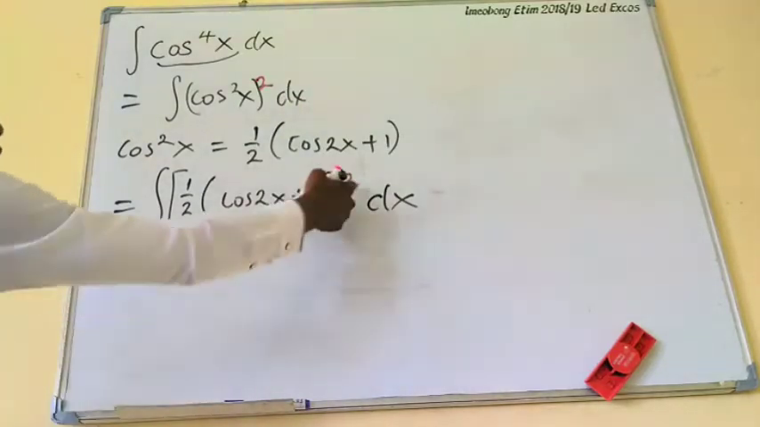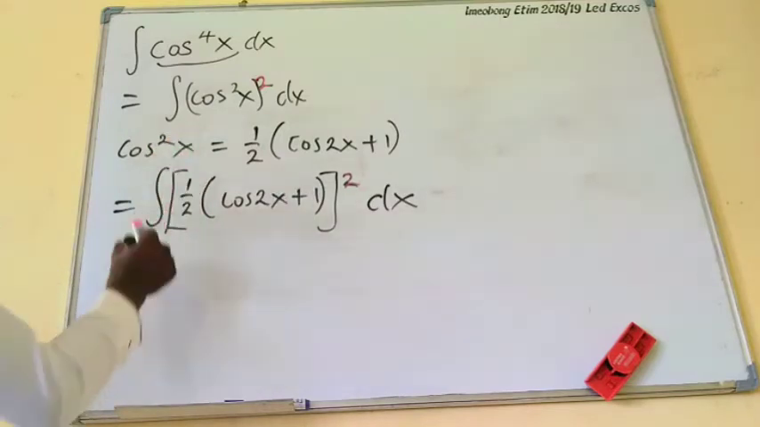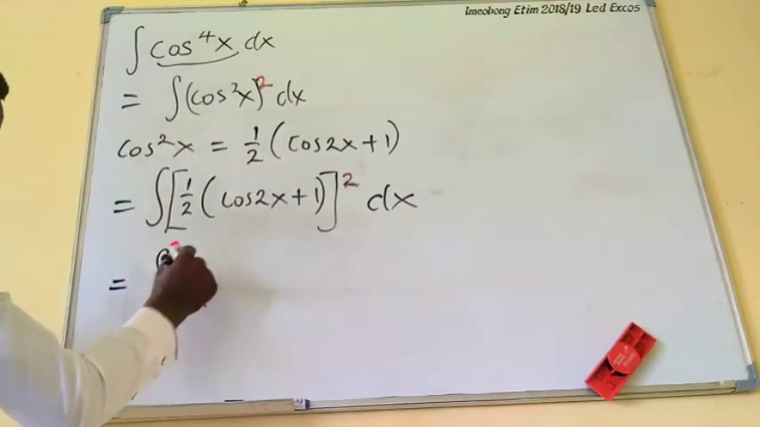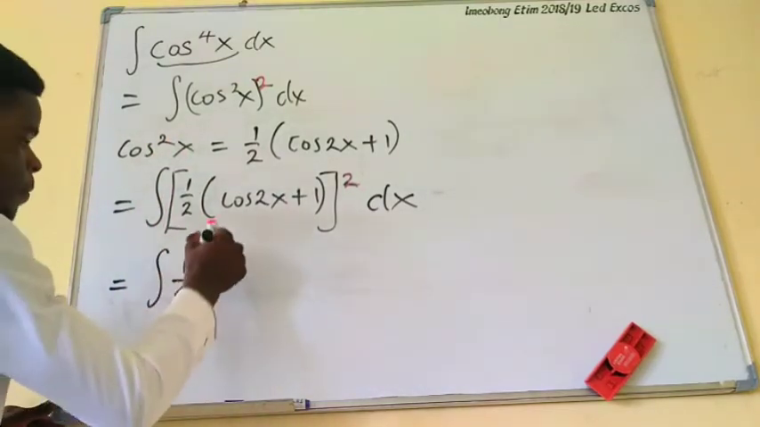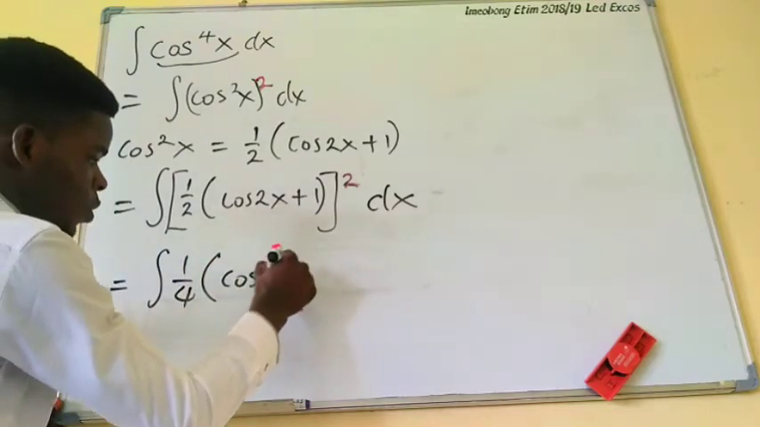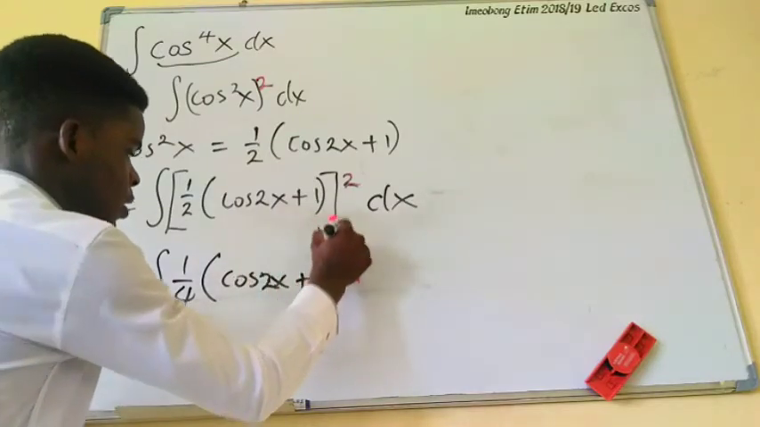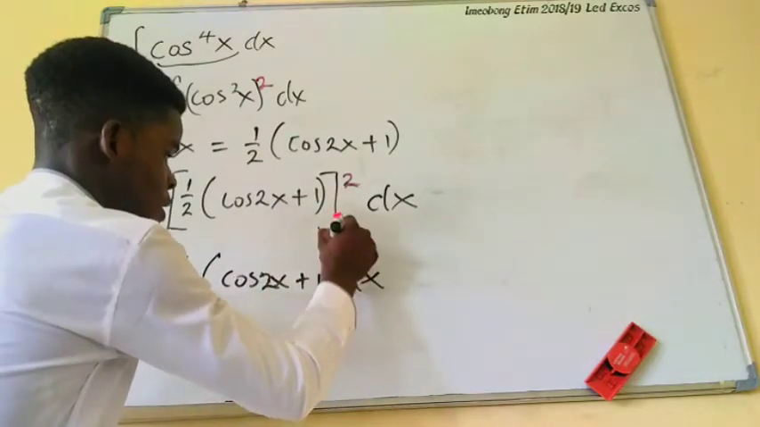Okay, so from here I'm just going to share the square, the power, to all of them. So I'm going to have the integral of 1 over 4, then in the bracket, let me just take it bit by bit. So we're going to have this, and then plus 1, and I still square that. And I still put down the dx.